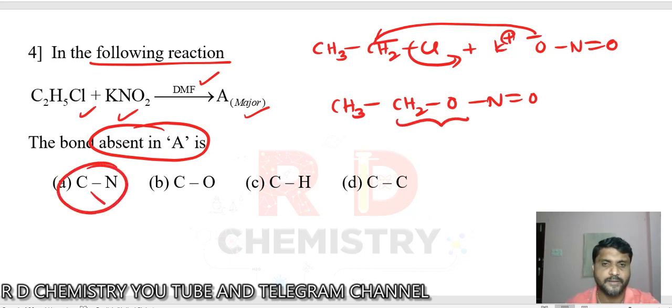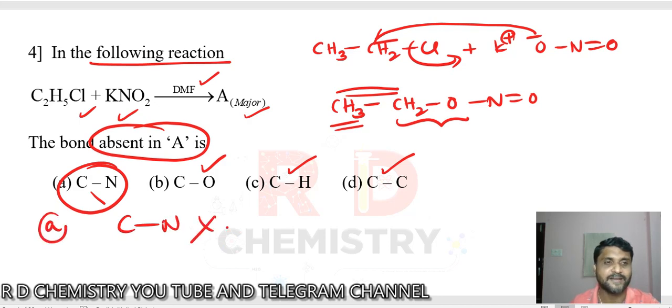The carbon-oxygen bond is there. Carbon-hydrogen bonds are there. The carbon-carbon bond is there. So the ethyl group is there. So the answer is option number A. The carbon-nitrogen bond is absent here. Clear? So A is the answer.